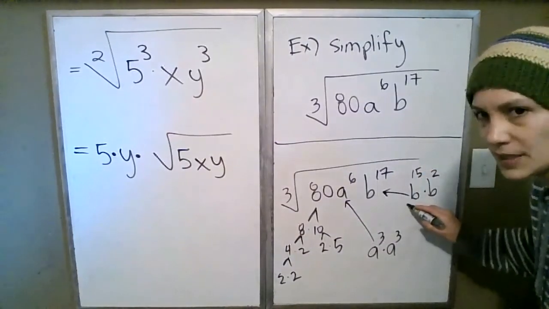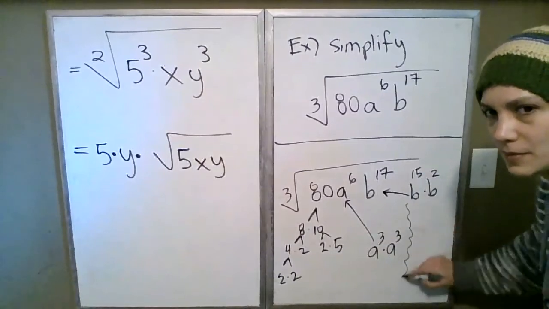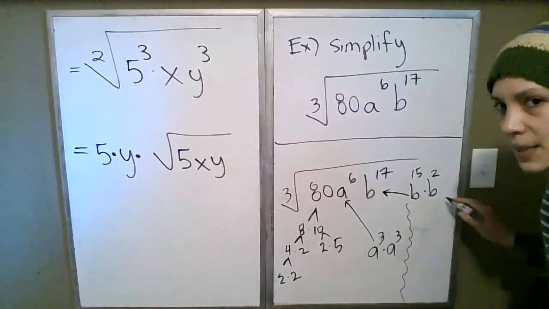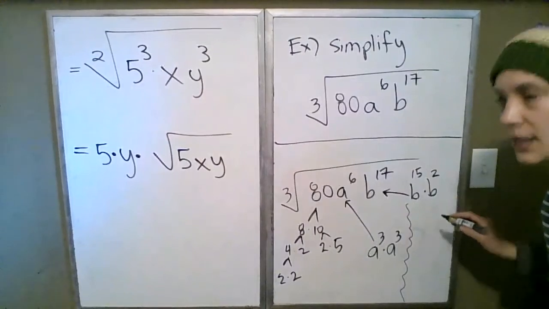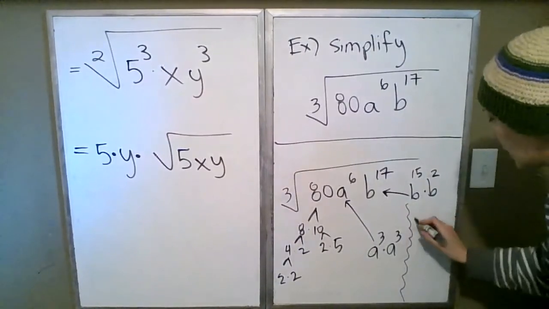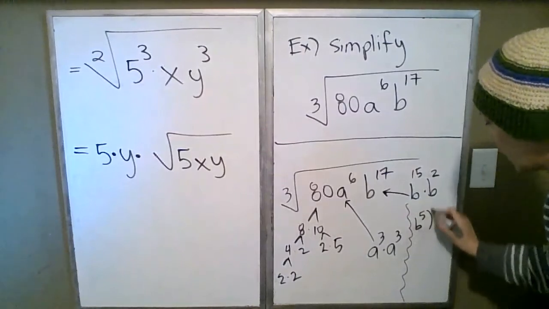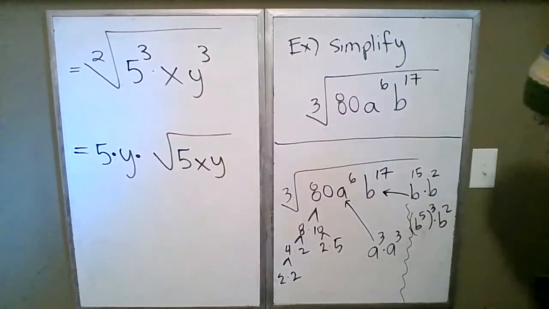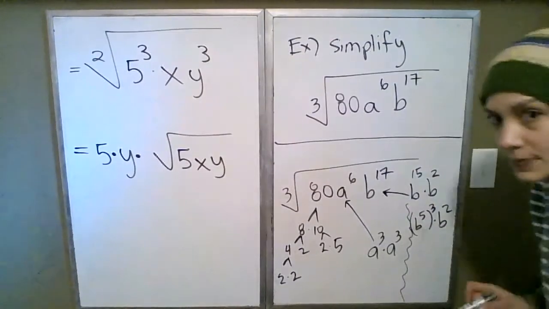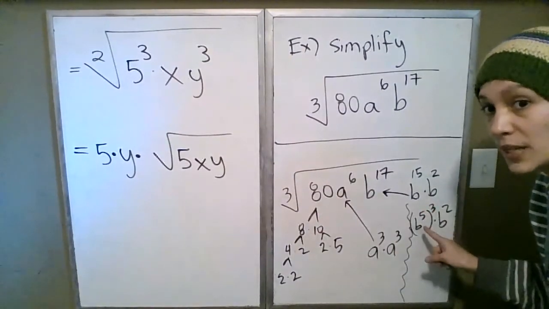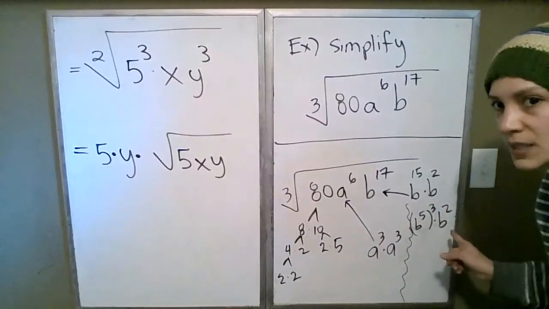Okay, I know this is getting pretty messy, but we'll rewrite it in a second. B to the 15th times b squared, we could put as b to the 5th, cubed, times b squared. The reason why I did all of that is just to get that root 3 to match that power 3. And I'll be able to bring out b to the 5th, but the b squared is going to have to stay.